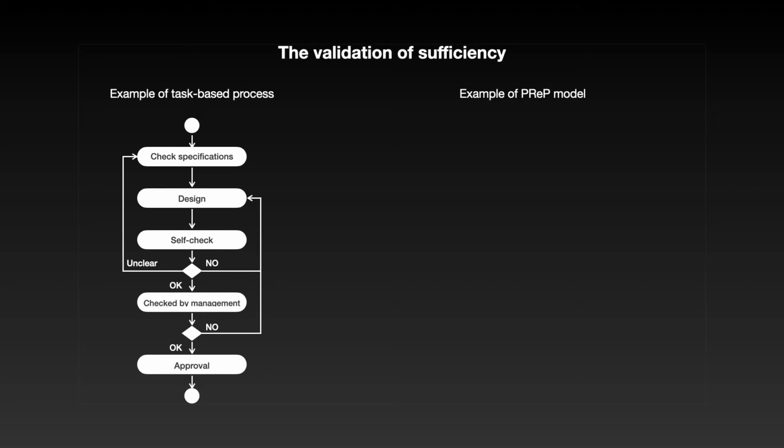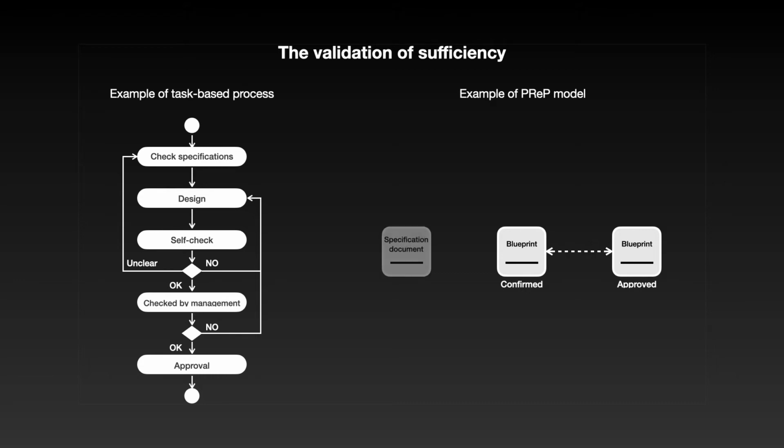Now, on the right side, I am going to show the same design process with the entity-based PReP model. It describes the relationships between the products managed in the process of creating a blueprint. A blueprint that is confirmed by the designer becomes approved when it is approved by the manager. If it is not approved, it is sent back. So these two products are represented as a synchronous relationship. The specification document that the designer refers to is an input relationship.